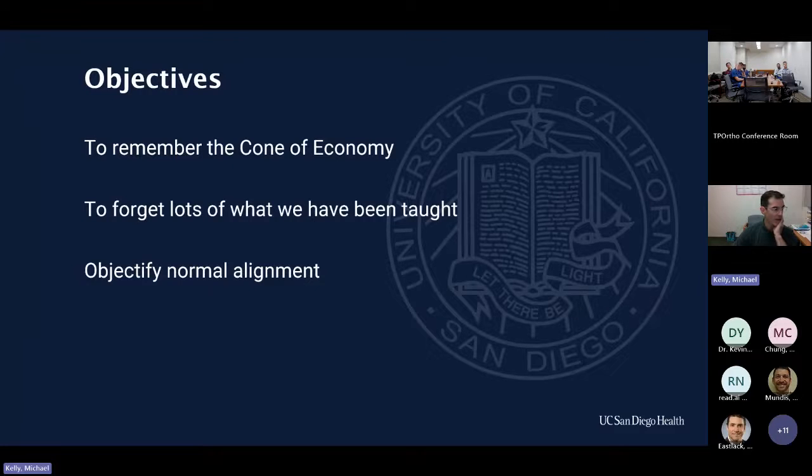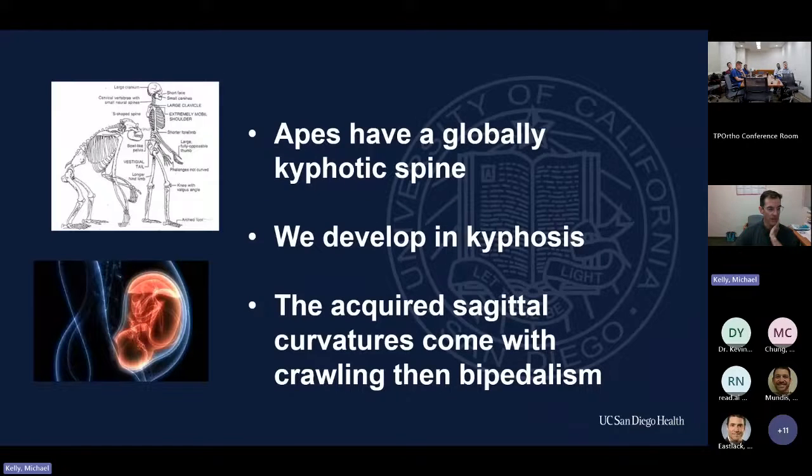So we'll talk about understanding and remembering really the cone of economy. I think we need to forget lots of what we have been taught and think of it in a new way. And then we need to try to objectify normal alignment so that we can understand things like Roussouly and make, I think, precise alignment targets, right? Personalized medicine is precision medicine. The development, right? And we come from apes.